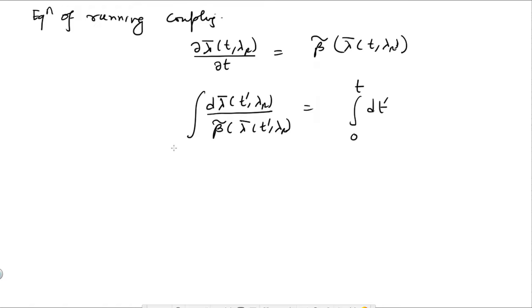Here I should have lambda bar. So the integration variable is lambda bar, and beta tilde is a function of lambda bar. So when I put the limits, I should put them here: at t equal to 0 you have lambda bar of 0, lambda_r, and here lambda bar of t, lambda_r. These are the integration limits, and the right side is just t. So that's the expression that we get.